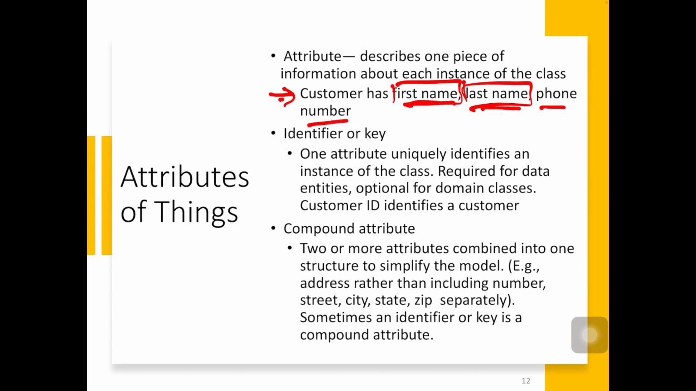Second, we need to identify the identifier or key. One attribute uniquely identifies an instance of the class. We need to identify what is the primary key that can be used to identify the thing. For example, customer ID is the identifier or key for identifying a customer.